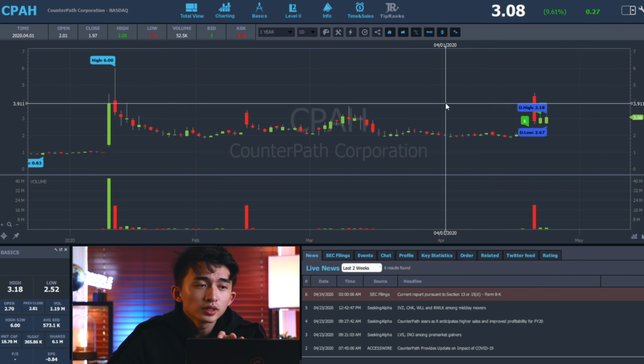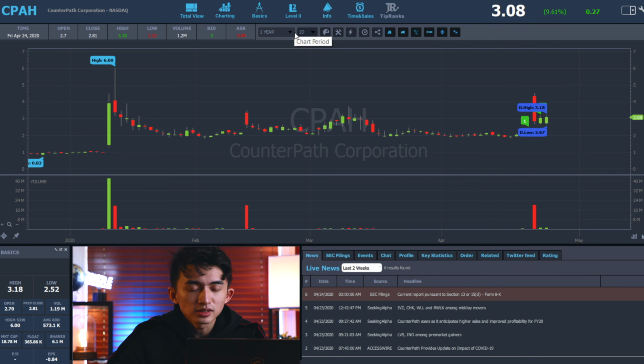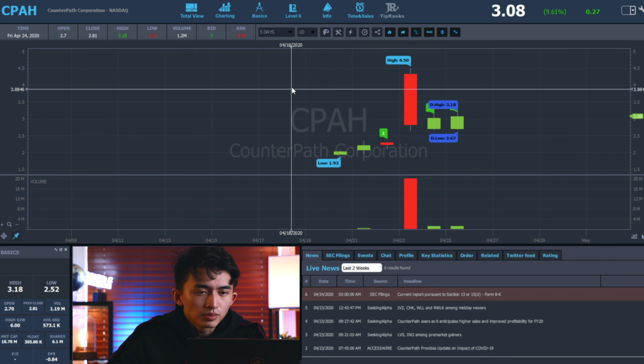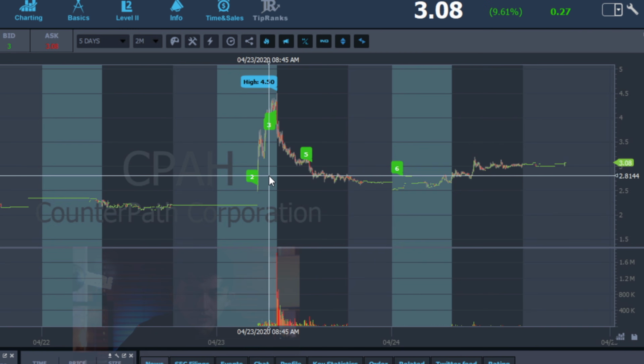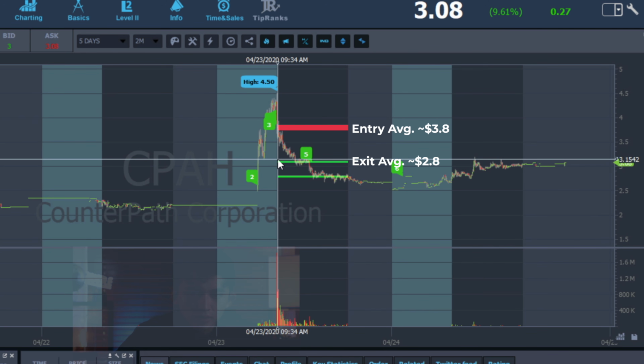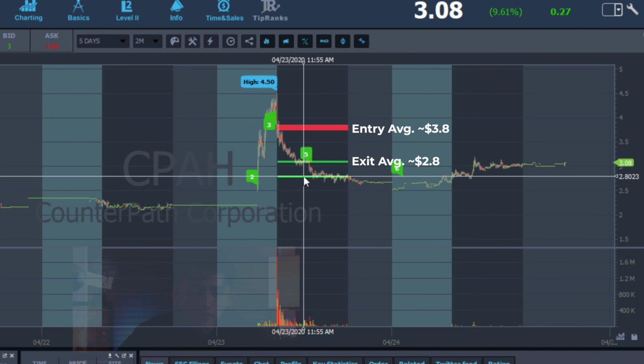So when you're shorting CPAH, this one I didn't size the way I wanted because, as I said, the resistance looks a little bit strange on the overall chart. So this is the ticker that I shorted. My average is around 3.8, I think. I covered around 2.80-ish. So I covered half around 3, and covered half around 2.70.